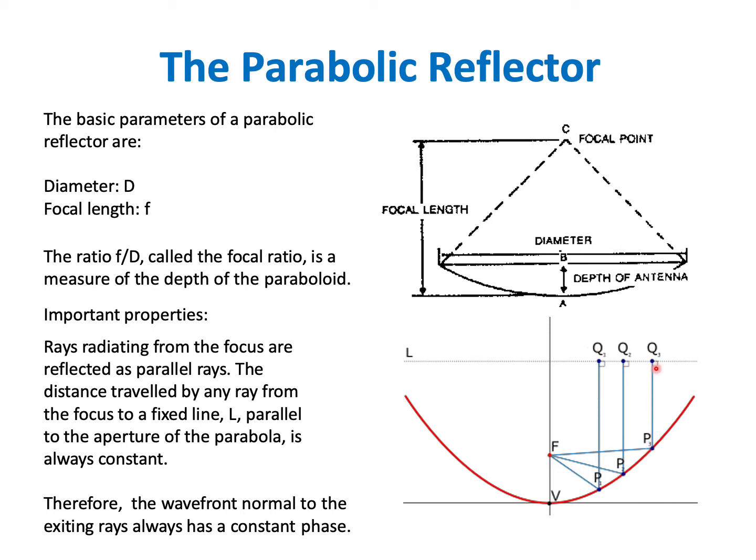Even though, say, for Q3, its distance to the dish is shorter than for Q1, Q1's distance to the focus is shorter than Q3. So the total path length is the same. So all points along this line bouncing off the dish will arrive at the focus at the same time. So we can retain all of the phase information from this wave using a parabola.